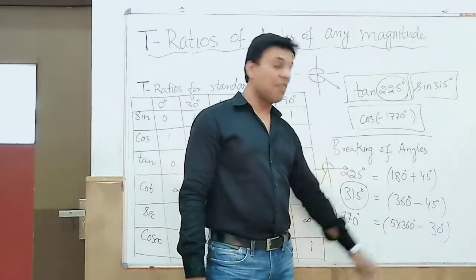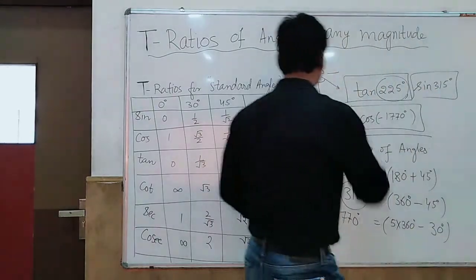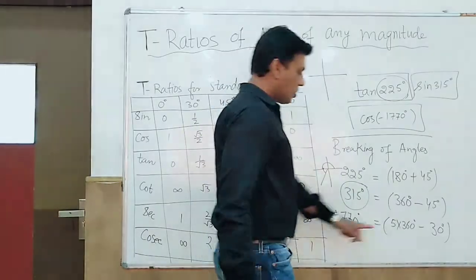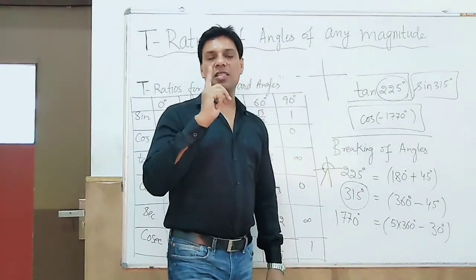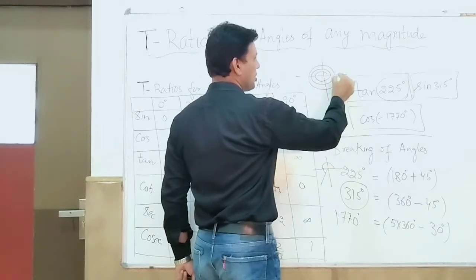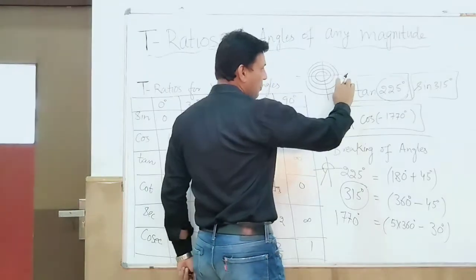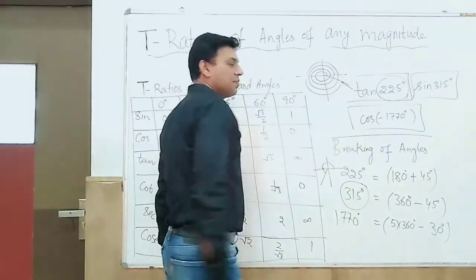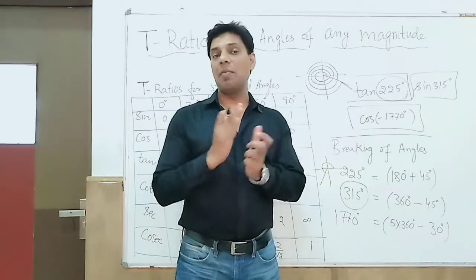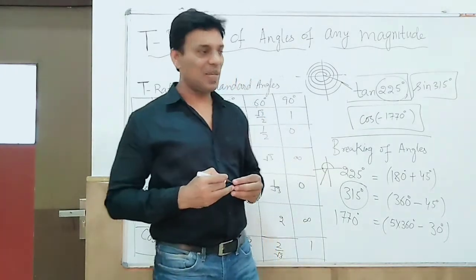Similarly, 1770 degree. It is a bigger angle. So how can we achieve this angle? I will show you how. 1770, how can we write? So 5 into 360. One complete round is 360. So this is 1 360, 2 360, 3 360, 4 360, 5 360, then minus 30. 5 360 minus means we have to come back. So this is your angle. This way we can break a bigger angle as a plus or minus with 180 or multiples of 180. This is the step 1 you need to understand. Now moving further, keep watching.